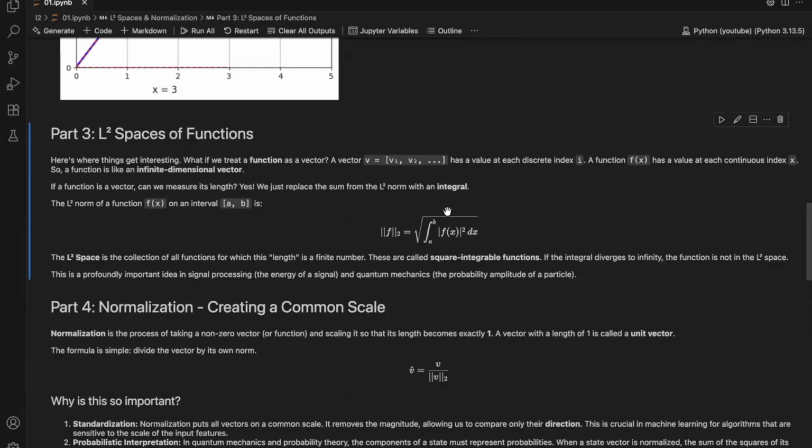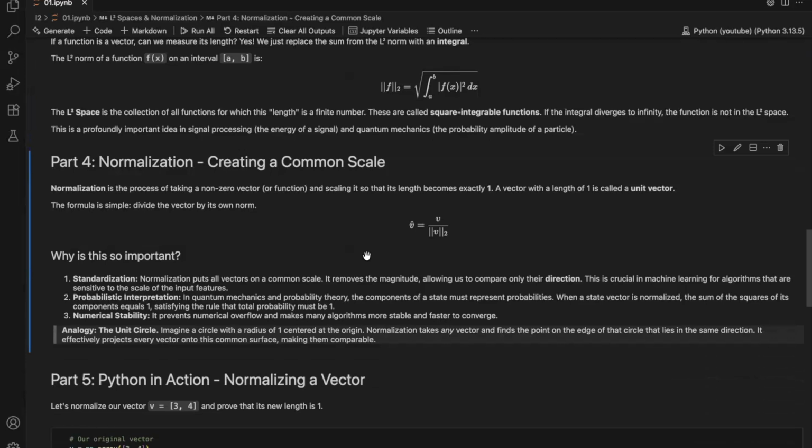Now that we also understood L2 spaces, let's move on to normalization. Normalization is the procedure by which a non-zero vector is scaled to possess a magnitude of precisely 1, thereby becoming a unit vector. The operation is straightforward. The vector is divided by its own L2 norm. The importance of this process stems from several key factors.